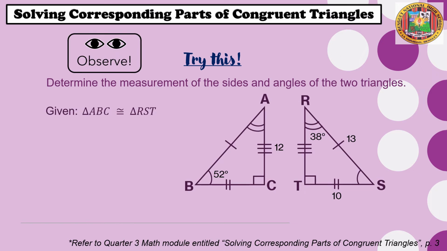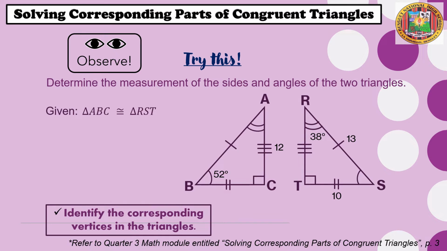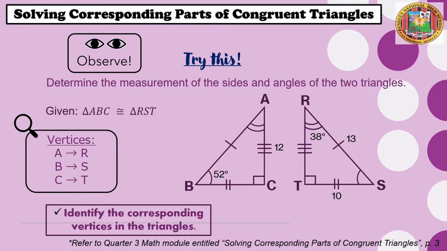To name the corresponding parts correctly, we identify the corresponding vertices in the triangles. Given the triangle ABC is congruent to triangle RST, the corresponding vertices are vertex A to R, vertex B to S, and vertex C to T.